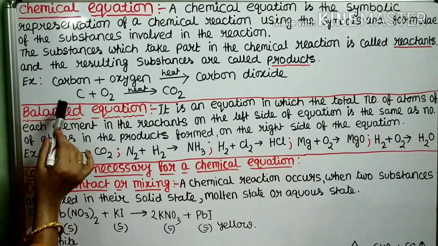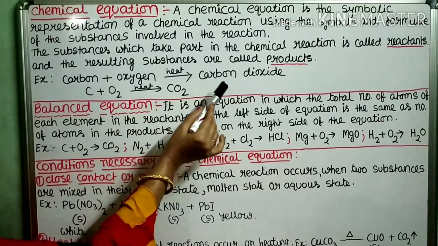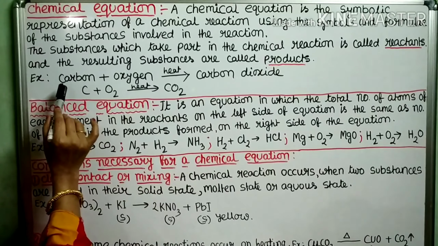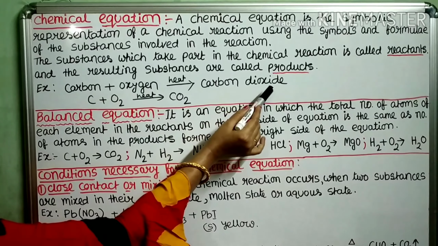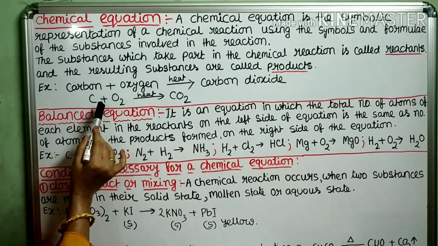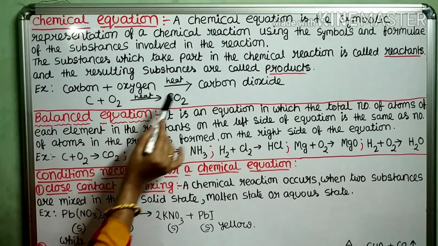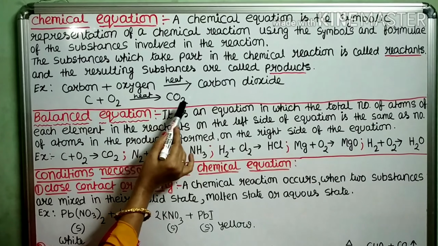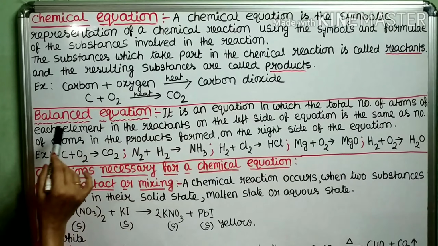See one example. When carbon burns in air, carbon dioxide is formed. Carbon plus oxygen in the presence of heat gives carbon dioxide. The symbol of carbon is C, plus the symbol of oxygen O2, in the presence of heat, and carbon dioxide means CO2. So C plus O2 equals CO2.